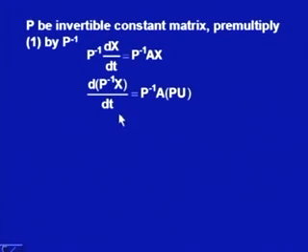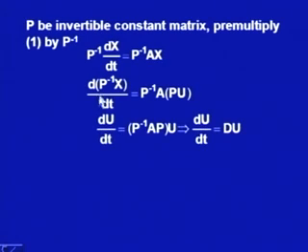So, the left hand side is this and the right hand side is P inverse A, and this x I am replacing by Pu, and this simply means du by dt is equal to P inverse AP into u. So, that gives me du by dt is equal to Du. So, with this transformation, this matrix D is diagonal and I have obtained a system of equations in which the matrix D is diagonal.